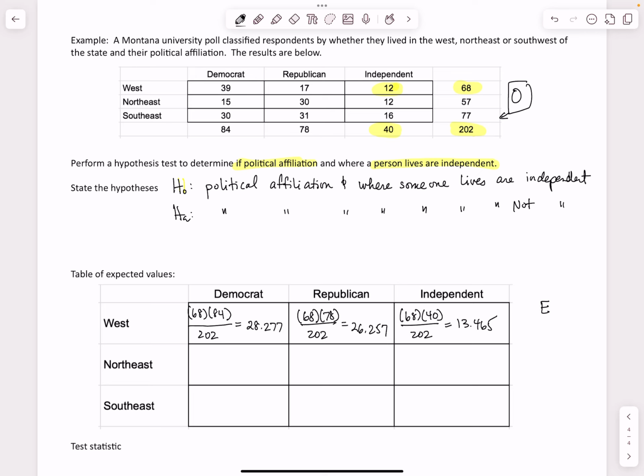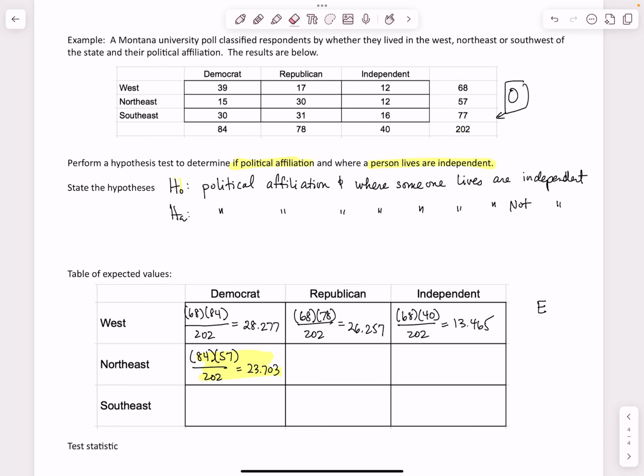13.465. Now we go down to the next one, and I want to look at this entry, which is down here. So this is its column total, this is its row total. So this is going to be 84 times 57 over 202, which gives me 23.703. Now I'm just going to continue with the rest of these.